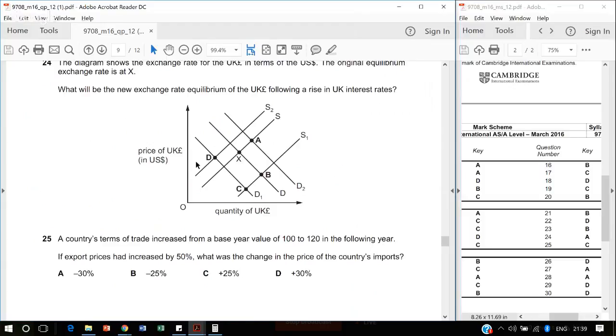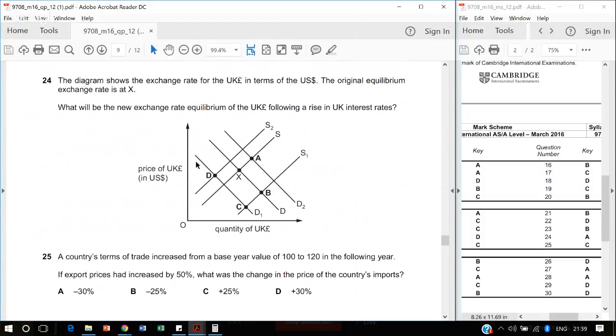The diagram shows the exchange rate for the UK pound in terms of US dollars. The original equilibrium rate is at X. What will be the new exchange rate equilibrium of the UK pound following a rise in UK interest rates?